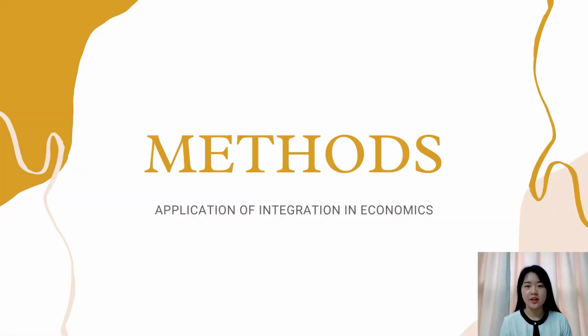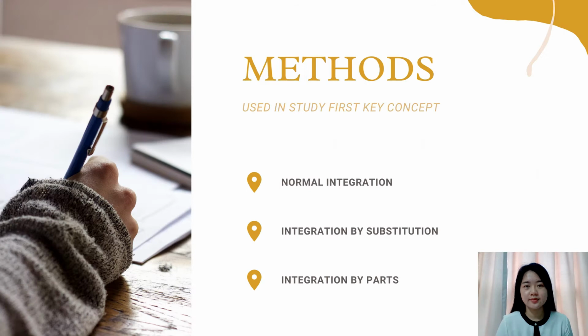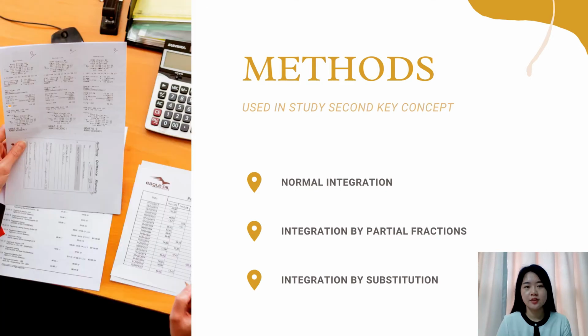Now I will talk about the methods that we use during the investigation for the application of integration in economics. The methods we use in studying the first key concept, which is total profit from marginal profit, are normal integration, integration by substitution, and integration by parts. Normal integration is used to determine the total profit, while integration by parts and integration by substitution are used to obtain the total profit from the marginal profit function.